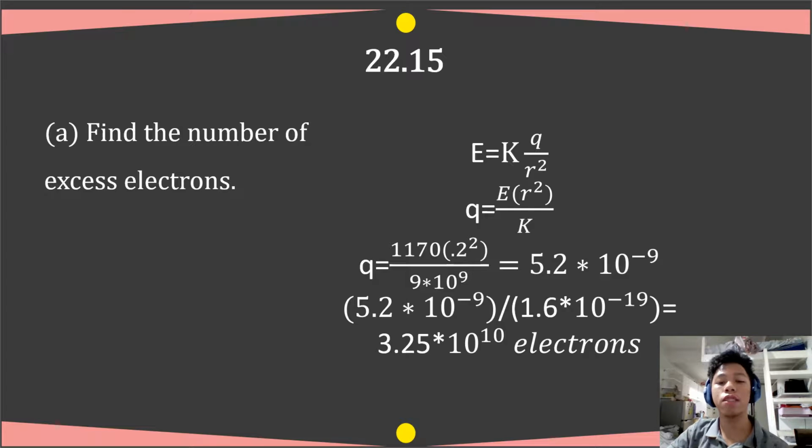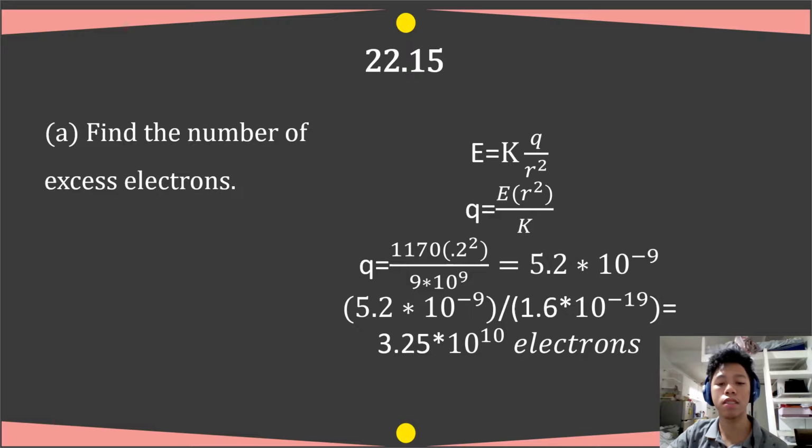In order to do that, we're going to use the electric field formula, which is E equals K times Q over R squared. Then we're going to use algebra to focus on finding the charge, Q, which will become Q equals E times R squared over K. We're just going to substitute the given values in the formula, which will become 1170 times 0.2 squared over 9 times 10 raised to 9, which will become 5.2 times 10 raised to negative 9.